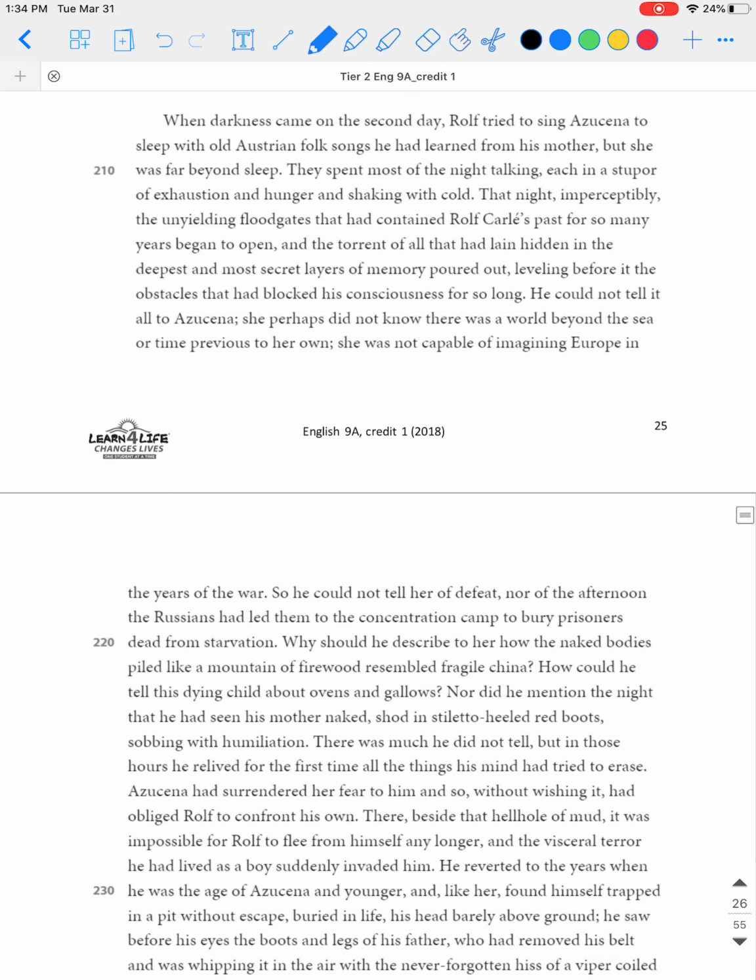When darkness came on the second day, Rolf tried to sing Azucena to sleep with old Australian folk songs he had heard from his mother, but she was far beyond sleep. They spent most of the night talking to each other in a stupor of exhaustion and hunger and shaking with cold. That night, imperceptibly, the unyielding floodgates that had contained Rolf Karl's past for so many years began to open, and a torrent of all that had lain hidden in the deepest and most secret layers of memory poured out, leveling before it the obstacles that had blocked his consciousness for so long.